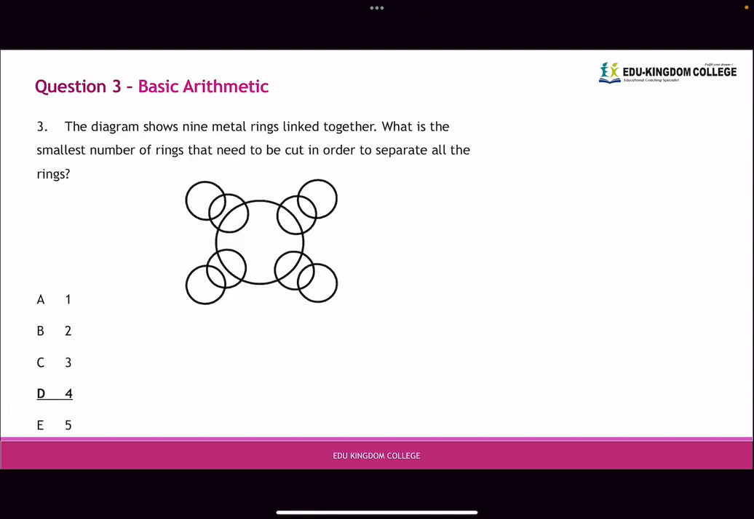Question 3, the diagram shows 9 metal rings linked together. What's the smallest number of rings that need to be cut in order to separate all the rings? So if you cut each of these middle rings here, you can pull out this small ring through this space here, and you can also pull the medium ring out of the big ring through that hole. Okay, so that's the same for all 4 of them. So you just need 4 cuts, one in each middle ring.